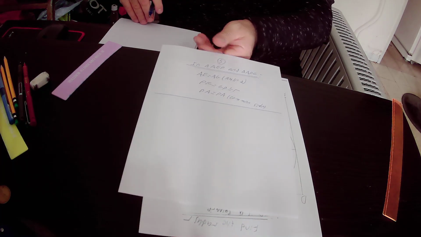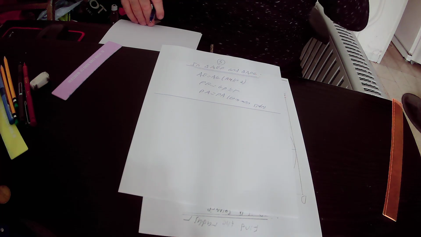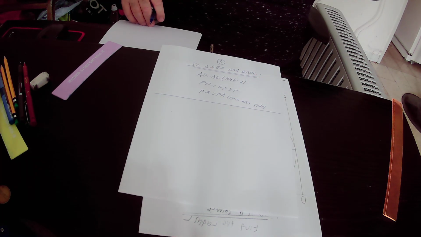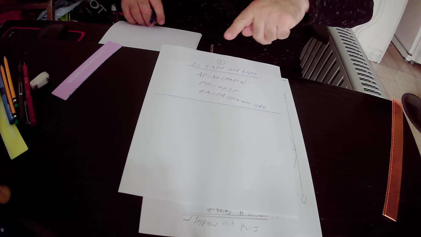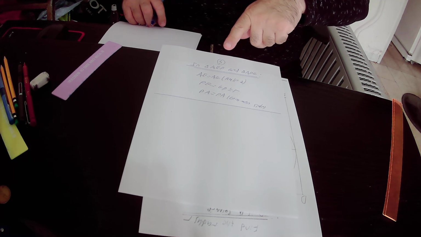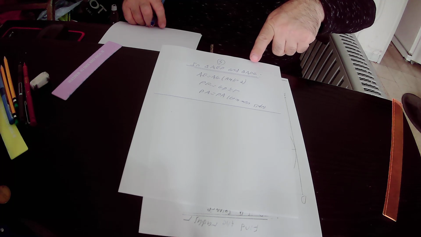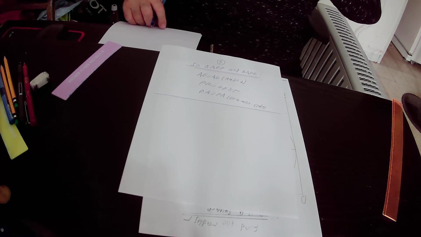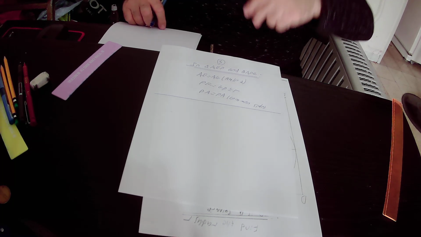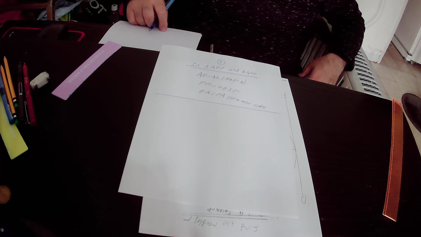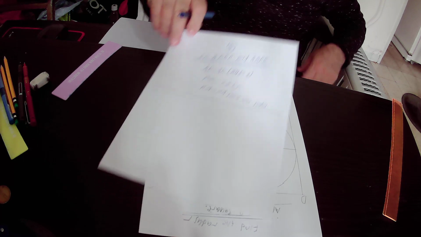So PA equals PA as a common side. So we actually proved that all three sides of the right triangle AEP are correspondingly equal to the three sides of triangle APG. Therefore, we proved that those two triangles are congruent to each other according to the side rule. So I write it down.